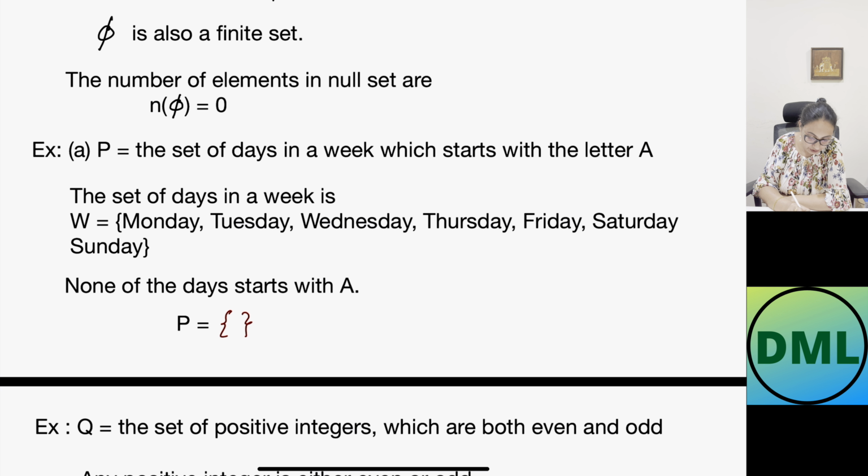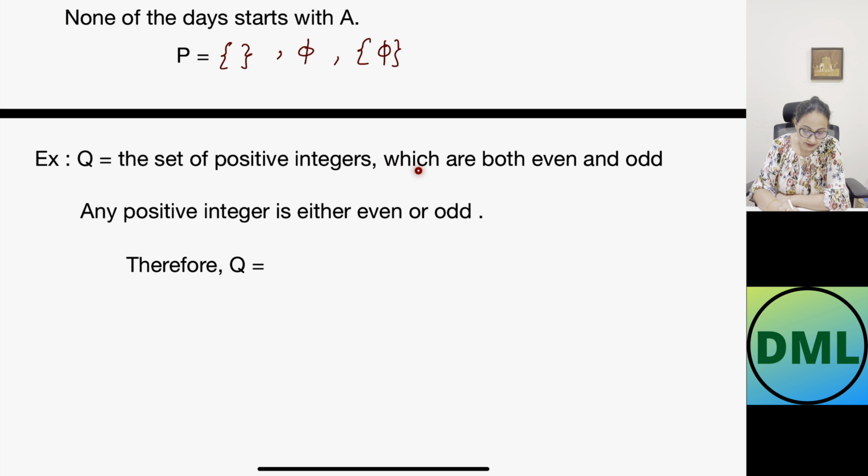Let's see one more example here. Q, the set of positive integers which are both even and odd. Any positive integer is either even or odd. Integers include negative numbers and positive numbers, so each should be either even or odd. Either 1, 2, 3, 4, any number, they are either even or odd. None of the numbers are both even and odd. That means this set is also an empty set. Let's write down the answer as empty set phi. That will be my answer.